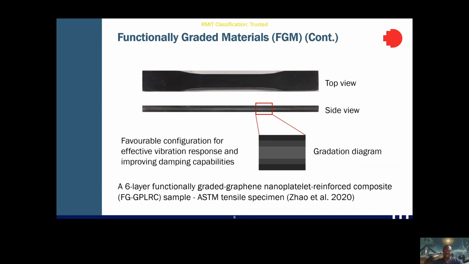This is an ASTM tensile specimen that contains 6 layers, and it's a functionally graded graphene-reinforced composite sample. And as you can see from the gradation diagram, most of the graphene is in the top and bottom layers. This particular distribution pattern was observed to be favorable in effectively providing an effective vibration response and improving the damping capabilities.